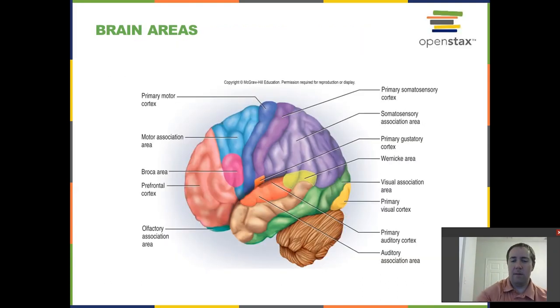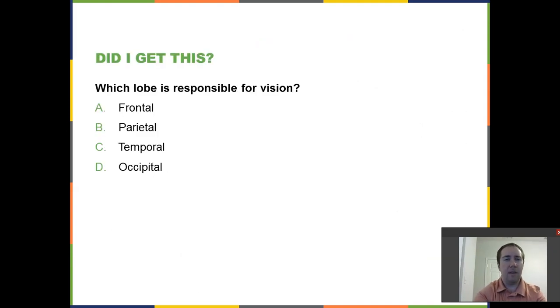So this, we talked about this. We don't need to go over that. Again, that's for studying. So we just talked about this. What lobe of the brain is responsible for vision? So one person said D, occipital. Yeah, that's what I was just saying. Vision is controlled in the back.